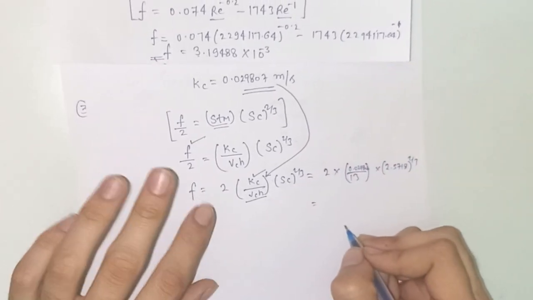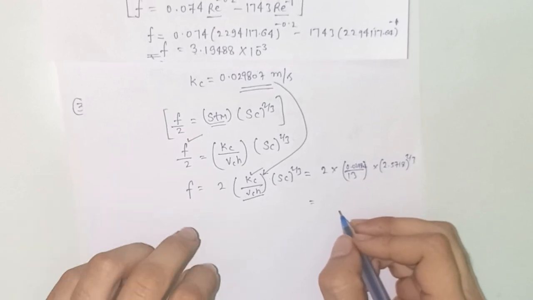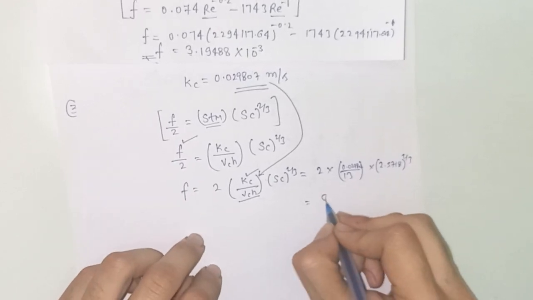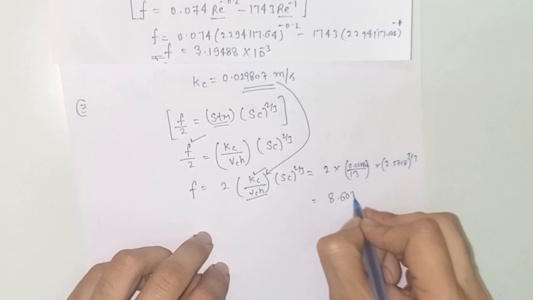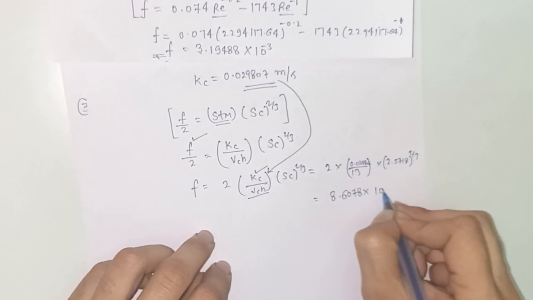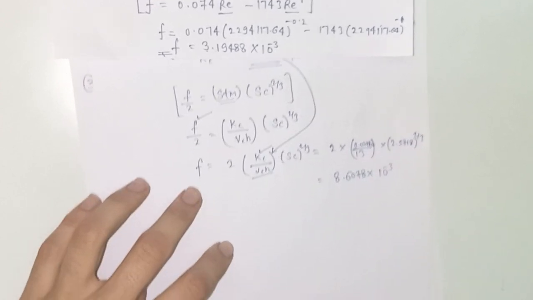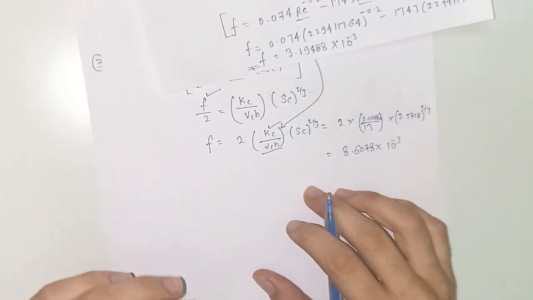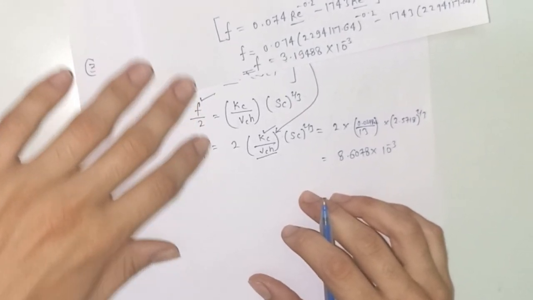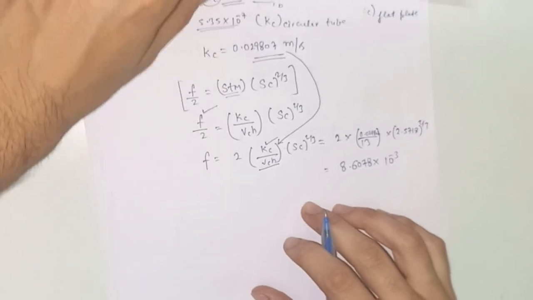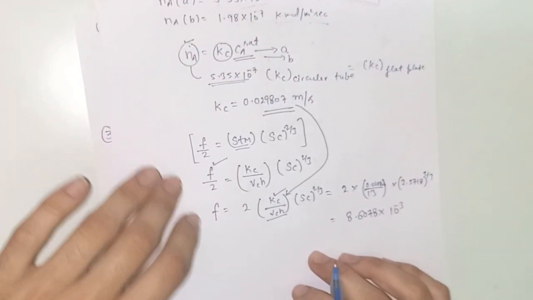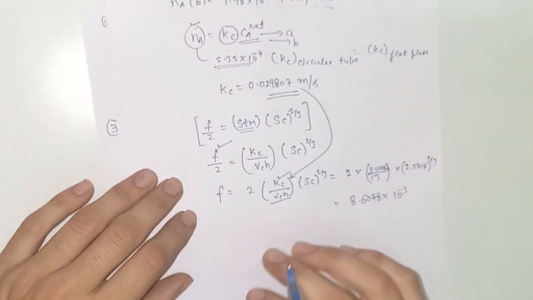And we need to write the answer. And the answer we get for the friction factor is nearly 8.6078 × 10^-3. Now from here we don't know whether this is a problem of the transient region flow, laminar flow, or turbulent flow.